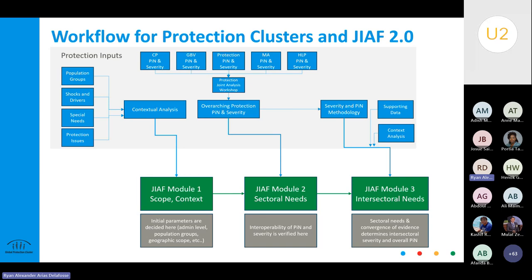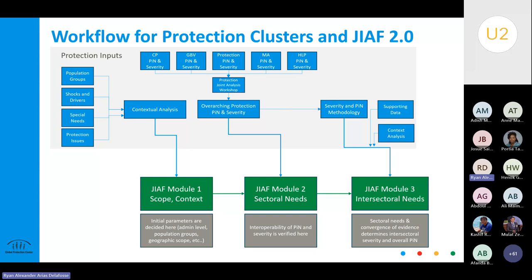So module 2 is where we input our actual sectoral needs. The general process is child protection, mine action, GBV, HLP, protection. We all have our own methodology and processes for how we reach our PIN and severity. We then have a protection joint analysis workshop that makes sure that we're all agreed upon everyone's methodology and how we reach those numbers. That creates the AOR severity and PIN, as well as the overarching protection PIN and severity, which will be that top line protection part of the HNO.